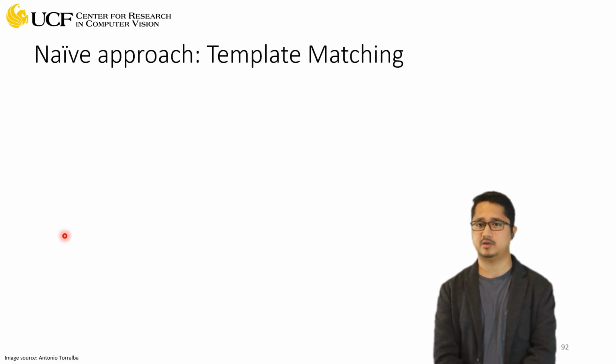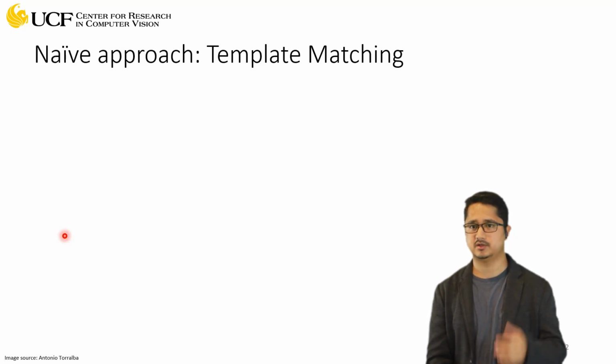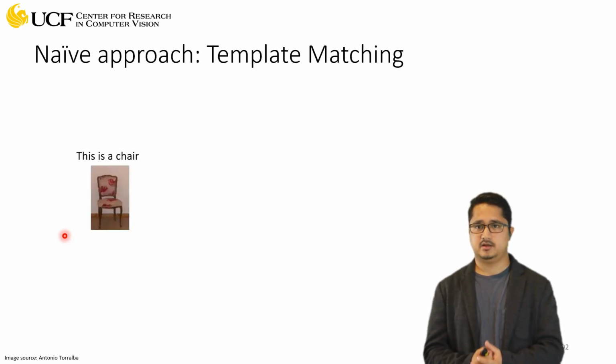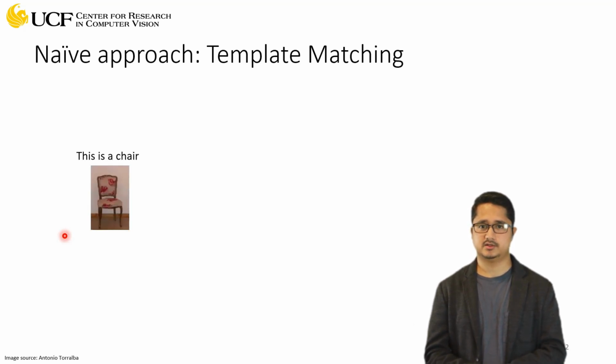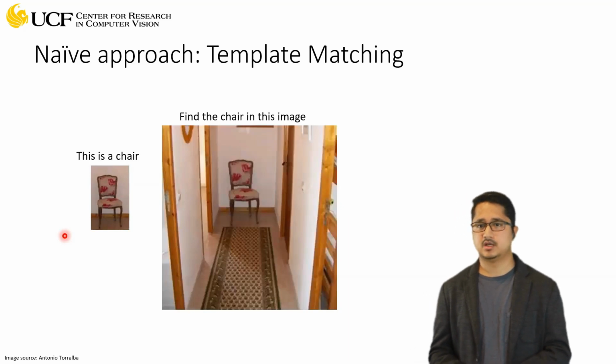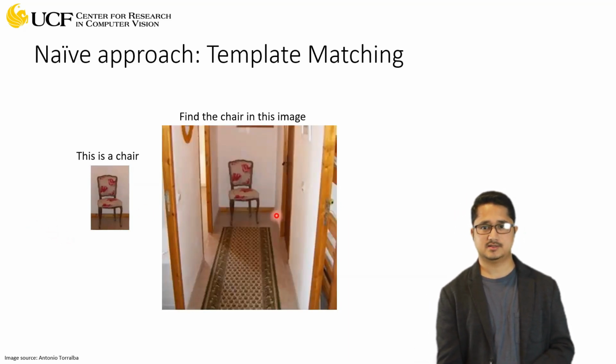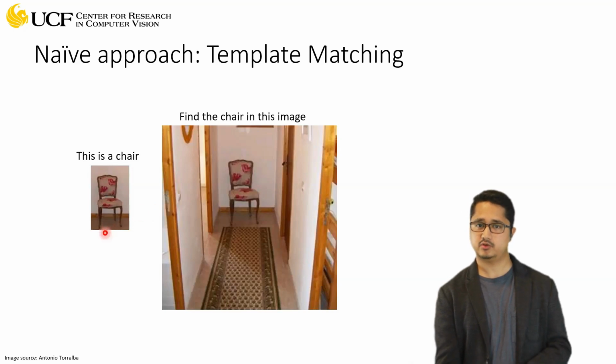It's a very, very simple approach, very basic approach. People used to do this maybe 30, 40 years back. And let me run you through this. So the problem is we have this image, and this is an image of a chair, and this is the object we are interested in. And what we want to do is detect this chair in the sample image.